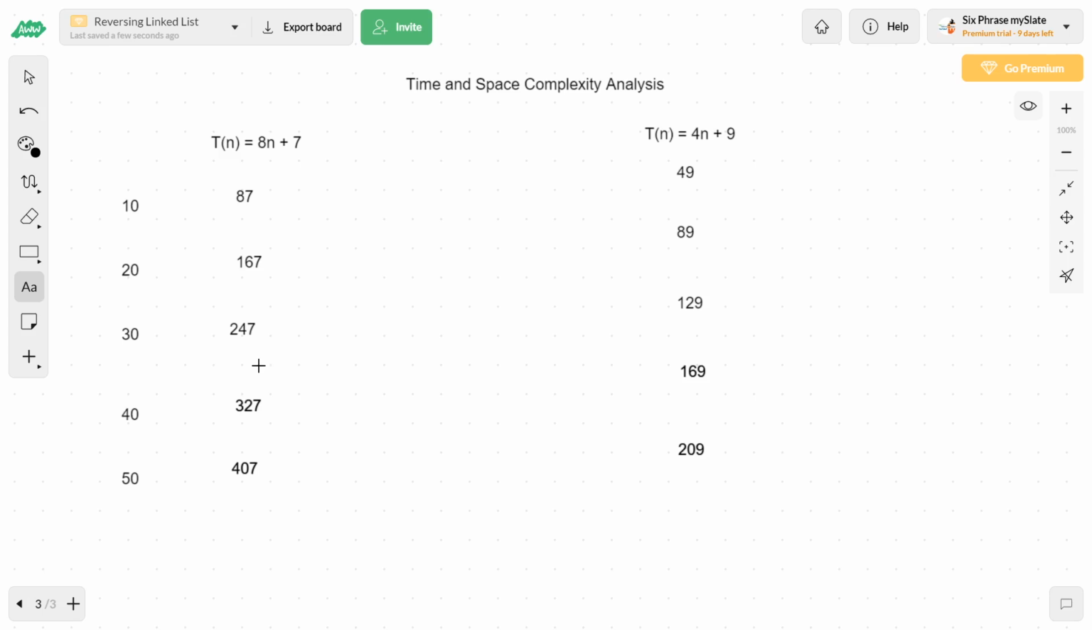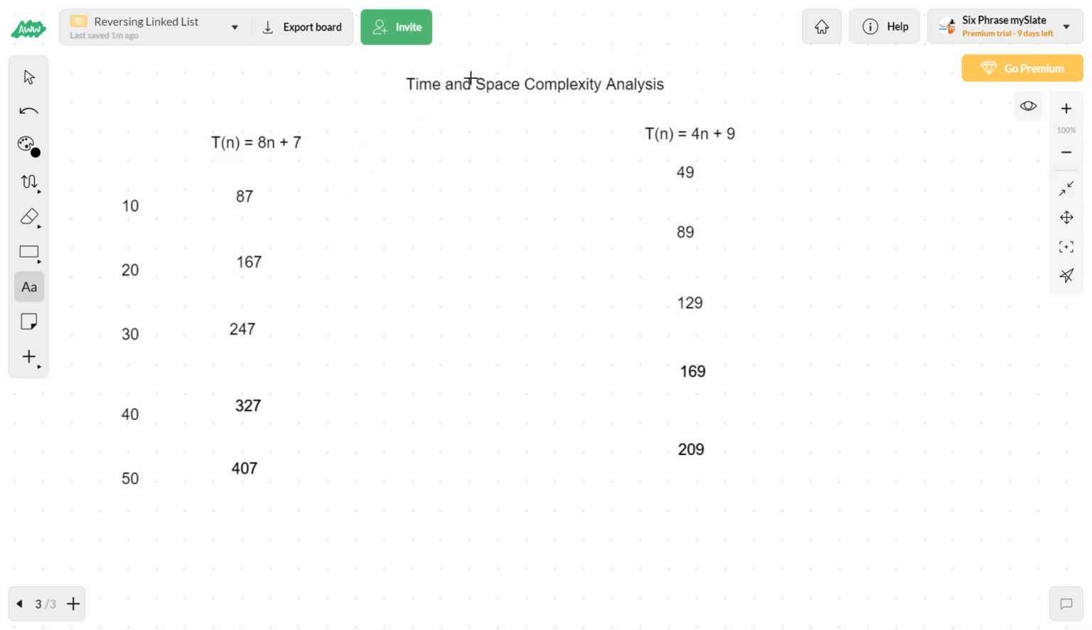Every time it is incremented by 80 here, and here it is incremented by 40 every time. So there is a linear growth actually. For different values of input, the growth of the function is linear. That is why we call this a linear equation. So that's why we take only n.